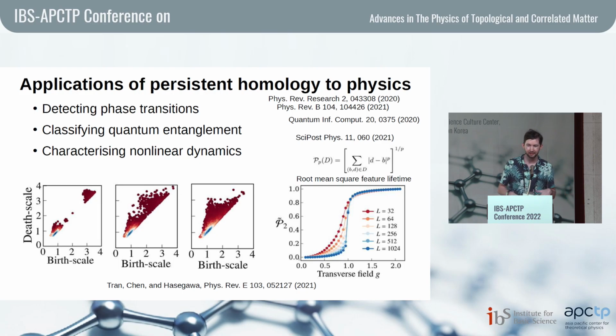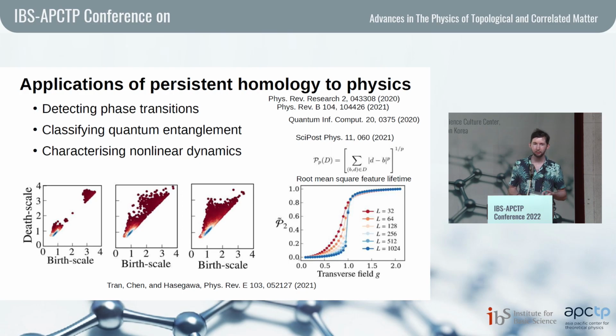Okay, so that was all quite an abstract introduction, but this also has some applications to physics which I think are quite interesting. Interest in this topic is now growing, with several papers published in the past few years. Applications so far have fallen into the areas of using these persistence diagrams to detect phase transitions in various systems, to classify many-body entangled states, and also to characterize nonlinear dynamics in nonlinear Schrodinger systems.